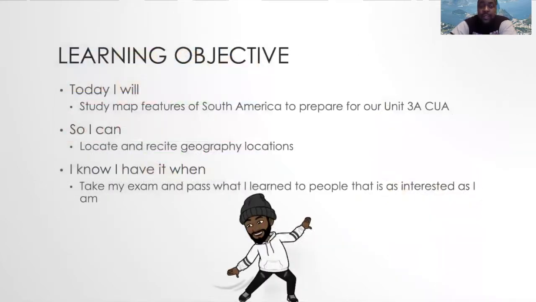Our learning objective for today: I will study map features of South America to prepare for our Unit 3A CUA, so I can locate and recite geography locations. I know I have it when I can take my exam and pass what I learn to people who are as interested as I am in this lesson.